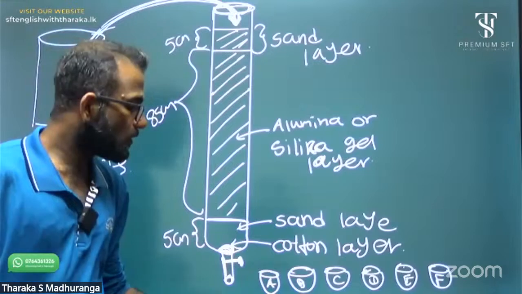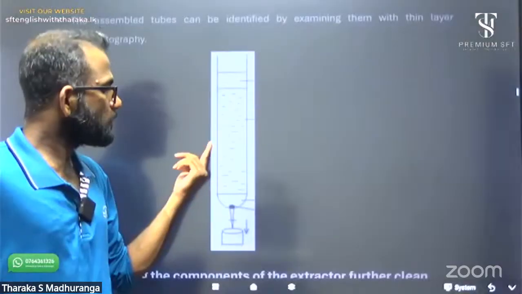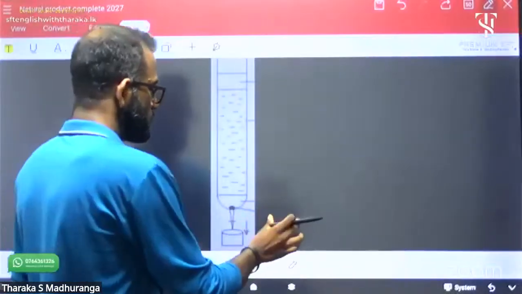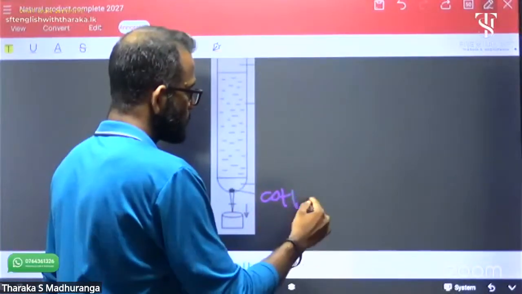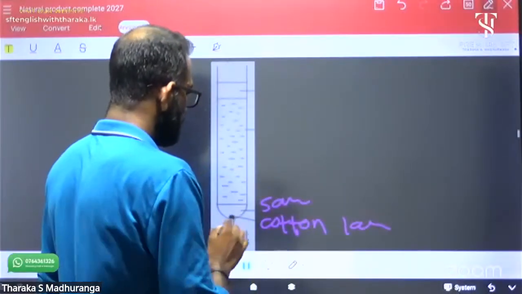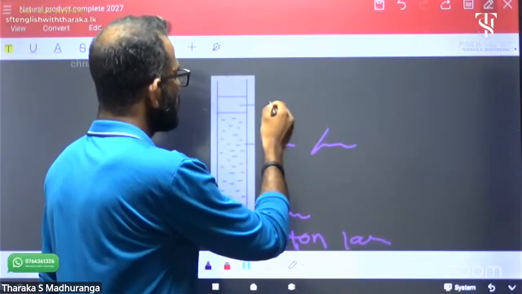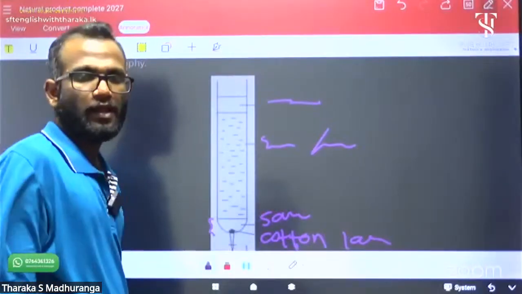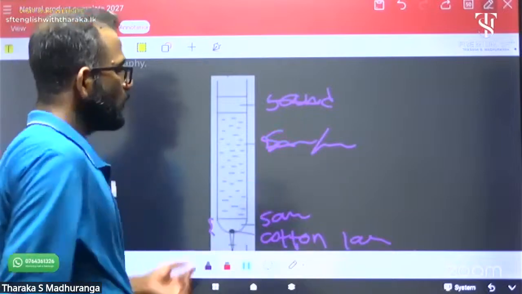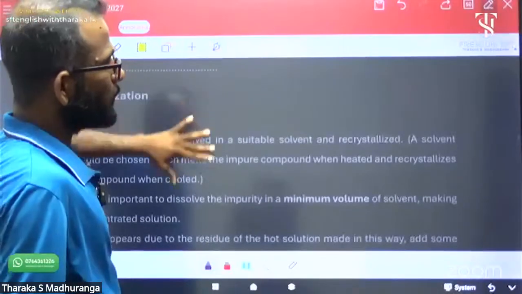Okay, that's the end of chromatography techniques. You can note down this. This is a cotton layer, sand layer, 5 centimeter if you want, right? Silica or alumina gel, and again a sand layer, right? Okay, that's the story. Chromatography is done.